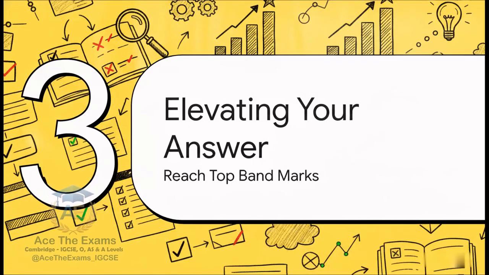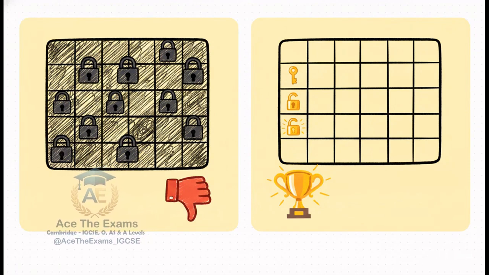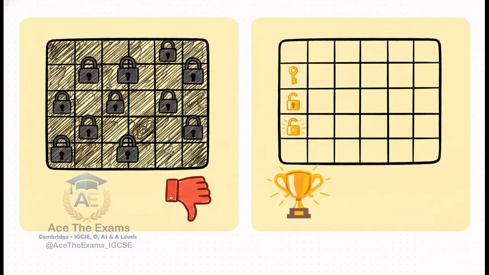Section 3, Elevating Your Answer Band. And listen, in a moment I'll show you the specific examiner clue that changes the answer completely, but first, you need the framework that makes that clue obvious. Spotting the right check is a great start, but how you explain its application on the paper dictates whether you get a C or an A.